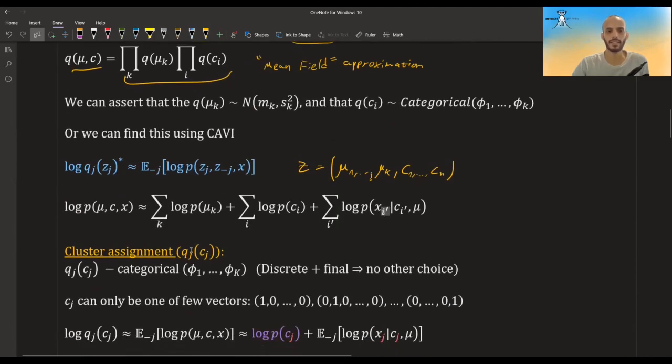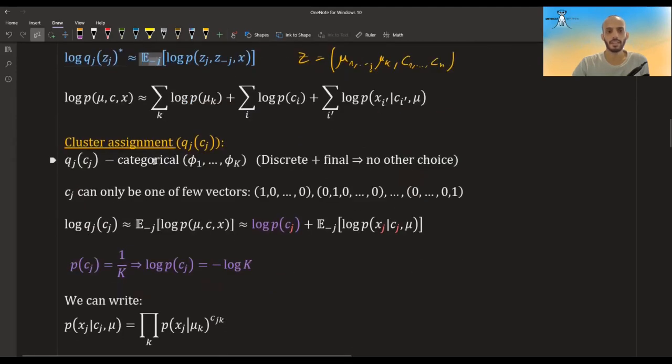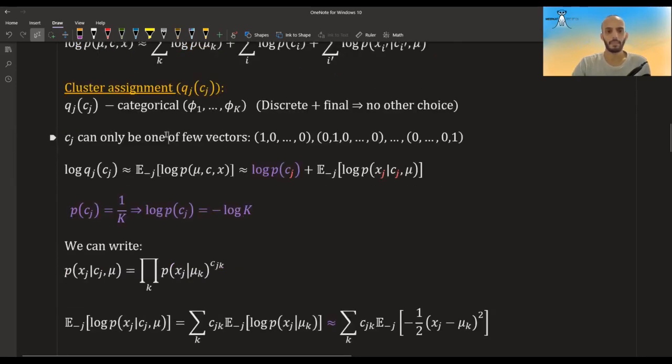And now let's calculate this CAVI solution for the cluster assignment q(c_j). For c_j, we can again say that it's categorical. It gives you a discrete number between 1 and k. So it's a discrete number and it's final. It has no other choice by being categorical. Anyway, remember that c_j is a one-hot vector.